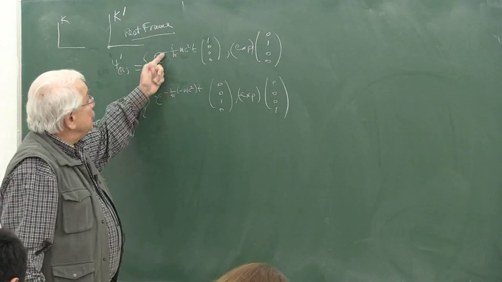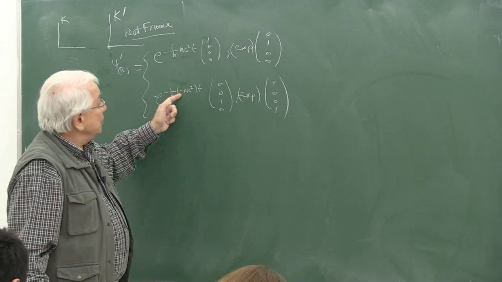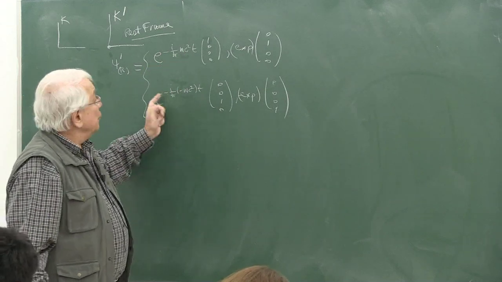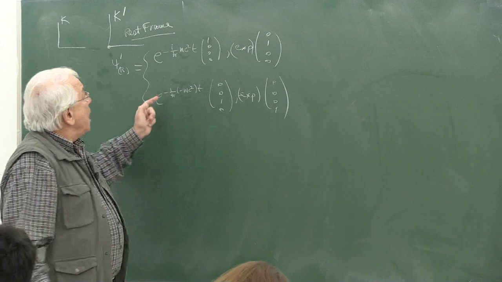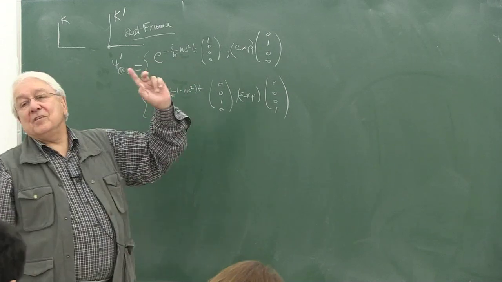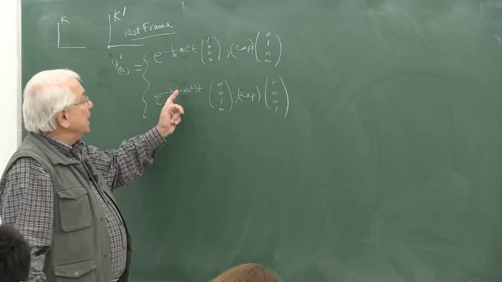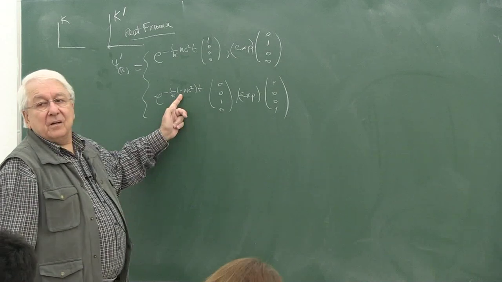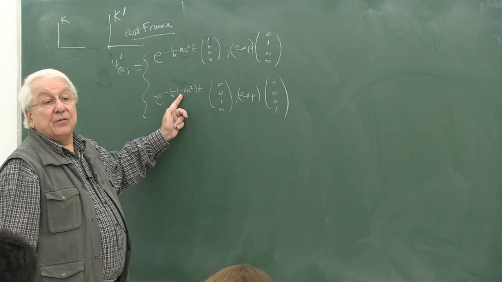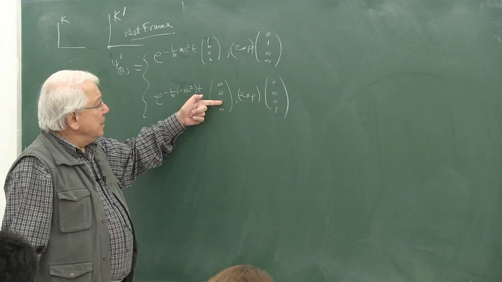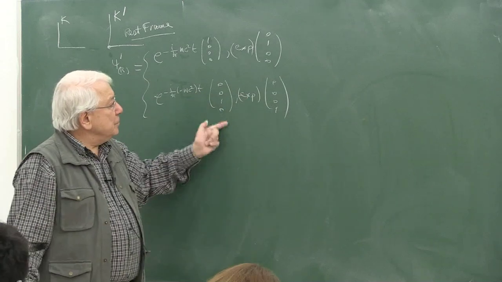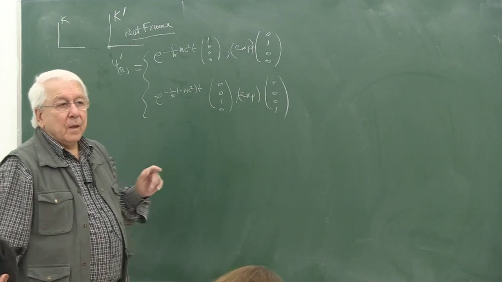I have written, this is the usual time factor, so it is the negative energy, because I could have done it as e to the plus i over h bar mc squared t. I didn't want to write it that way. I wanted to make the negative energy make itself manifest, the lower two components, (1,0) and (0,1).